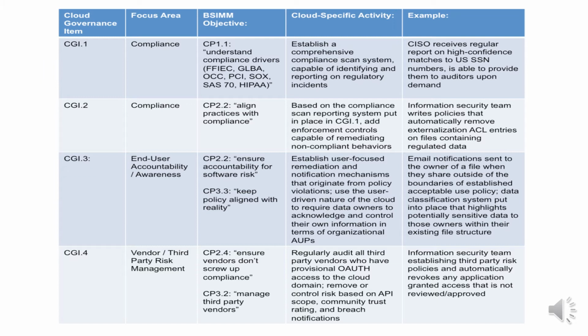So CJ.4, that focus area is vendor third-party risk management. It regularly audits all third-party vendors who have provisional auth access to the cloud domain and removes or controls risk based on API scope, community trust rating, and breach notifications. And a good example of this is the information security team, which establishes third-party risk policies and automatically revokes any application-granted access that is not reviewed or approved. By using this, they can restrict those people who are not in the system and who are not supposed to be in the system.